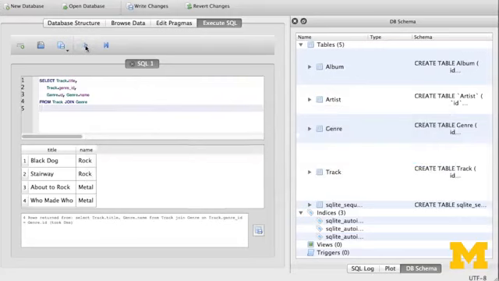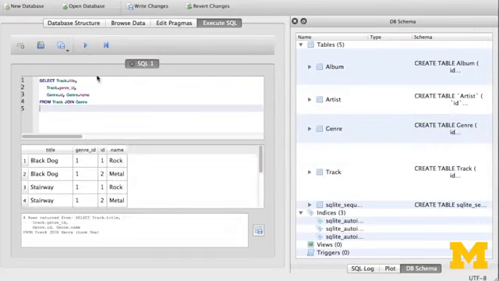I indent them. Indenting has no significance, but it is still very pretty. So now we see that we're getting all the combinations, right? 1, 1, 1, 2, 1, 1. So Black Dog has got both genres. So it got genre 1 and genre 2. Because we don't have an on clause, so it's not interested in matching.